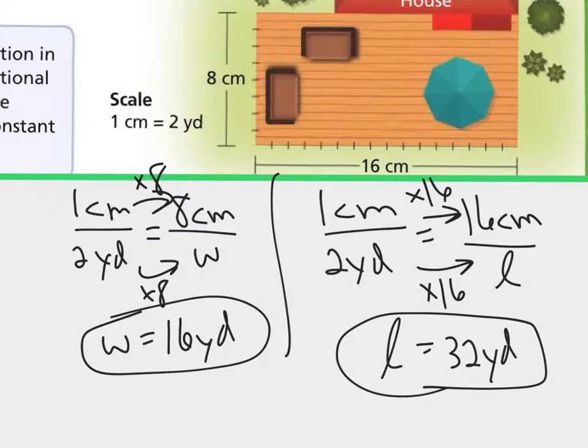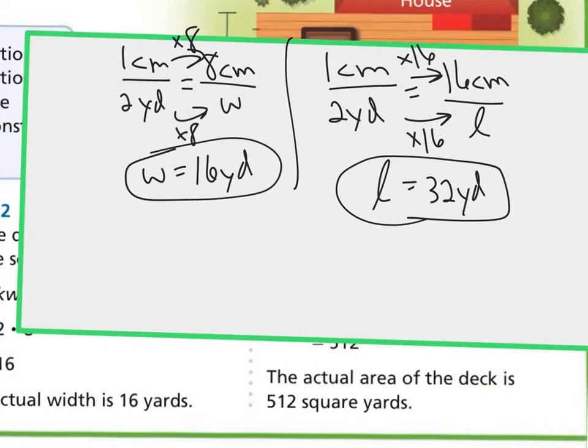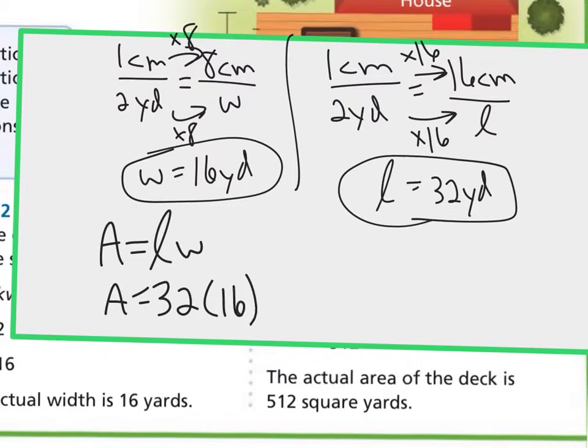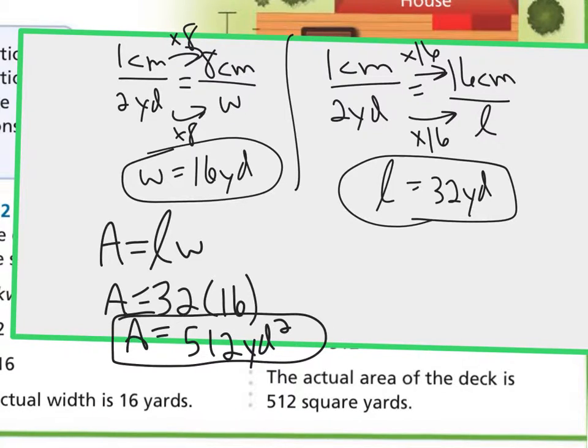Now, I know we can feel accomplished. We've done a lot of stuff. Always make sure you're answering the question. We have not yet answered the question. The question is, what is the area of the deck? To find the area of a rectangle, we're going to multiply the length times the width. So 32 times 16, and that's in your book there, is 512. So 512 square yards would be the area. Oh, it's right there.